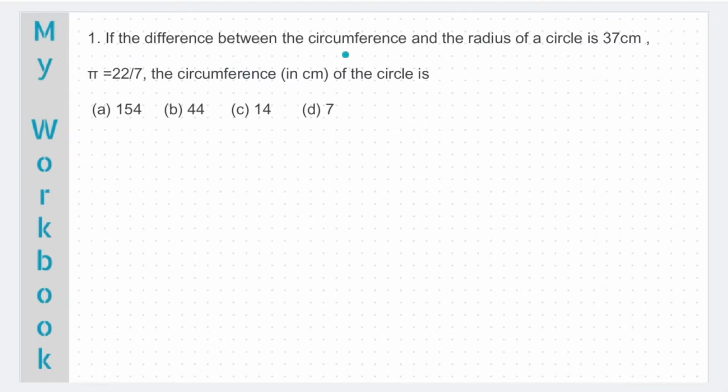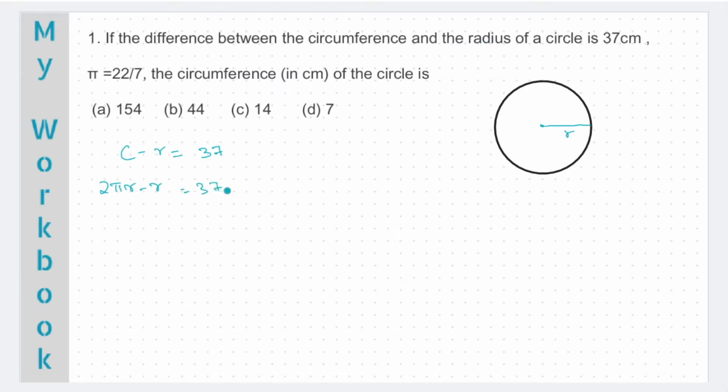If the difference between the circumference and the radius of a circle is 37 centimeter, pi is 22/7, the circumference in centimeter of the circle is. So it's given that the difference of the circumference and the radius of the circle is 37 centimeter. So C minus R is 37. C stands for circumference. Formula is 2 pi R minus R. It is given as 37.